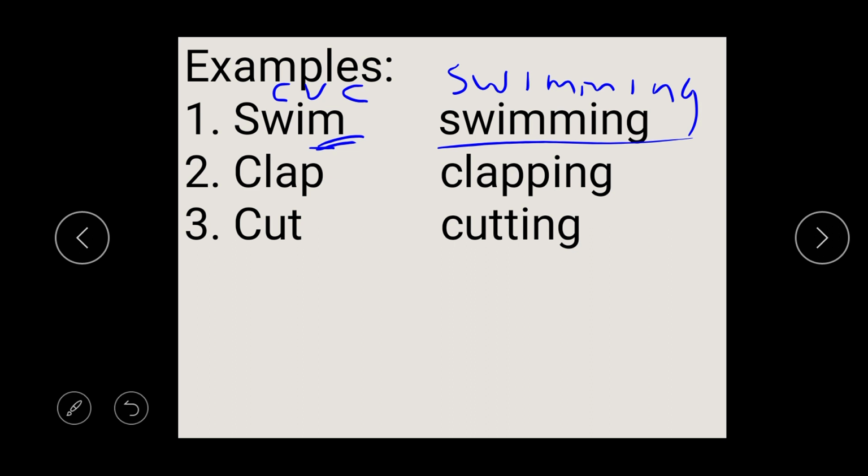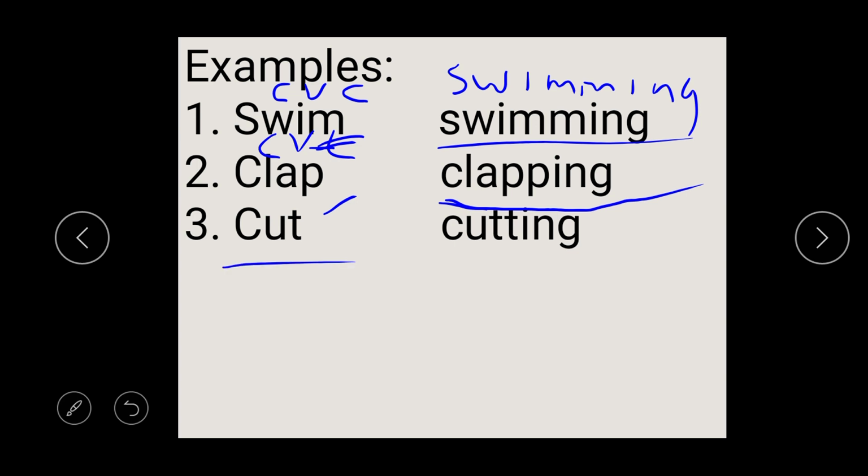The next one is clap. The last three letters are consonant, vowel, consonant. How? L is consonant, A is vowel, P is consonant. That means we are going to double the last letter, which is P. So clap will turn to clapping. So how are you going to write it? You write your clap, then you double it. You make your last letter, which is P, to be two. You double it. So you have clapping.